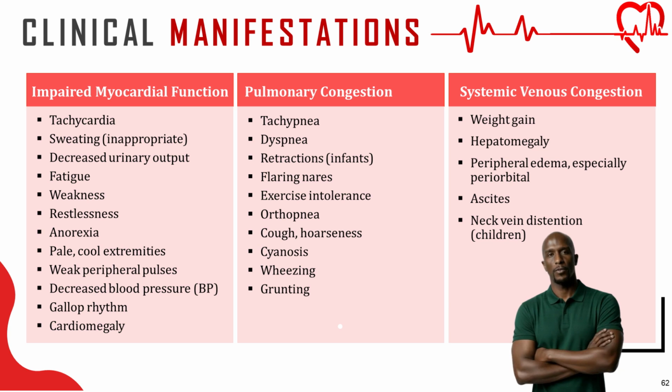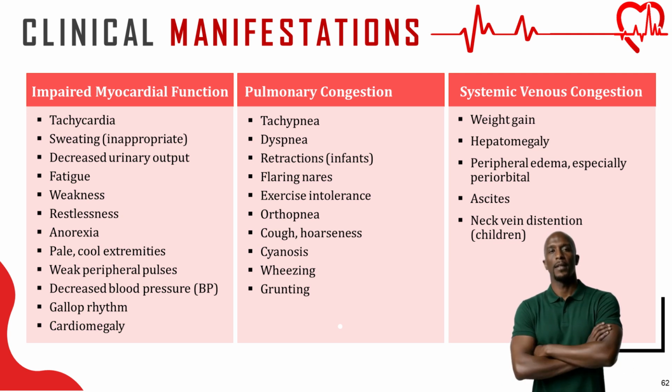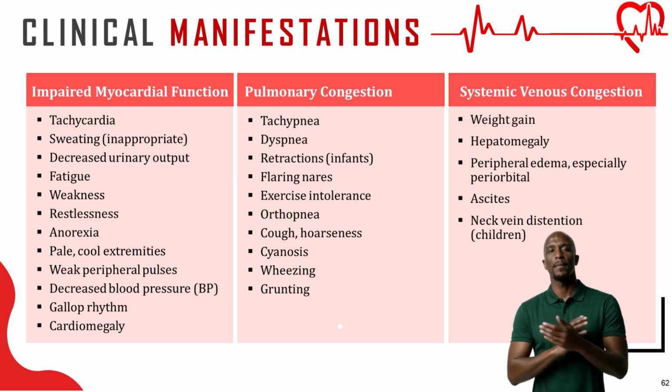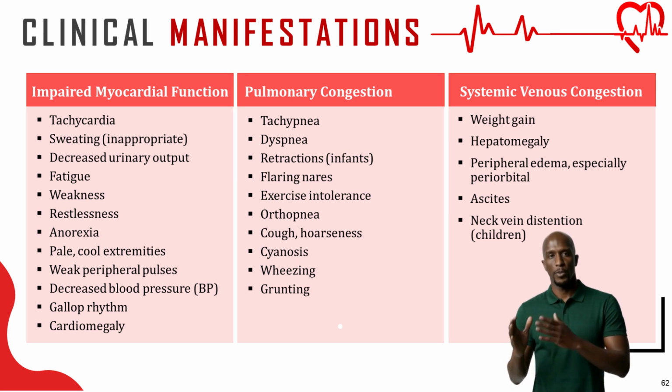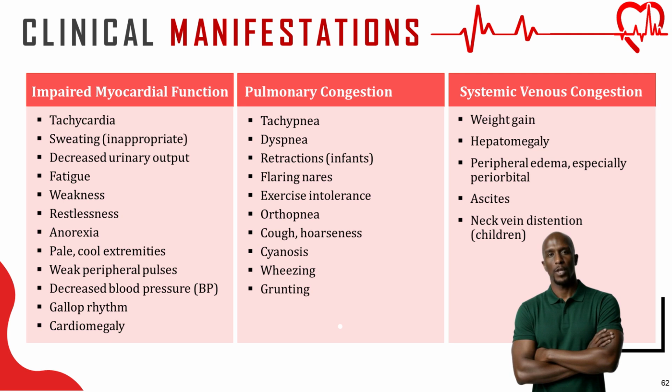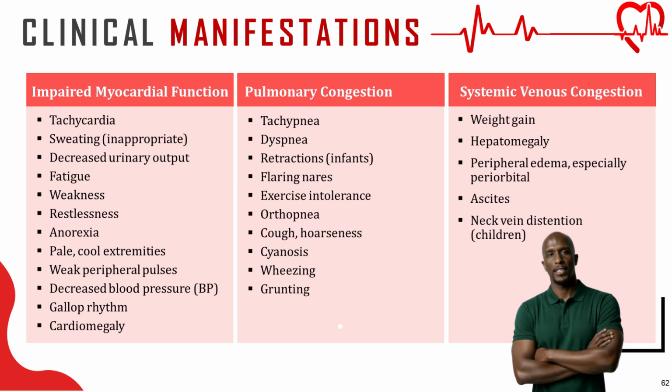With impaired myocardial function, you'll often see tachycardia, fatigue, weakness, restlessness, pale and cool extremities, and decreased blood pressure and urinary output. Pulmonary congestion leads to tachypnea, dyspnea, orthopnea, cough, wheezing, and cyanosis due to fluid buildup in the lungs. And with systemic venous congestion, you may observe weight gain, hepatomegaly, peripheral edema, ascites, and neck vein distension. Recognizing these signs early is critical to prevent worsening heart failure and guide prompt management.